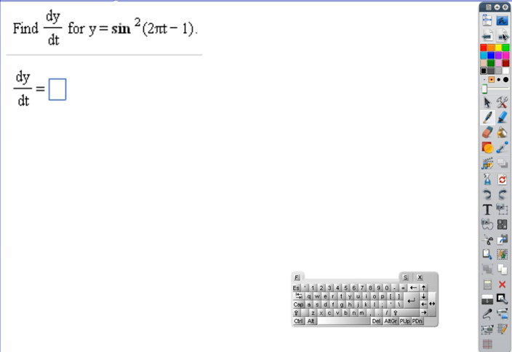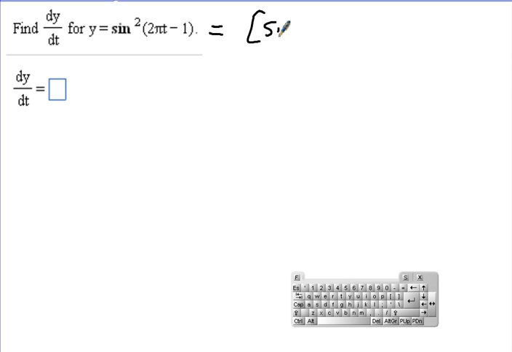Here's why I think it's a very good idea to rewrite these. When you have a shortcut trig power like this, if you rewrite it as the quantity sine of 2 pi t minus 1 squared, it becomes obvious then that the outer layer is a power. But you don't see that so much when that power is buried inside there like that. So I strongly recommend you rewrite those.